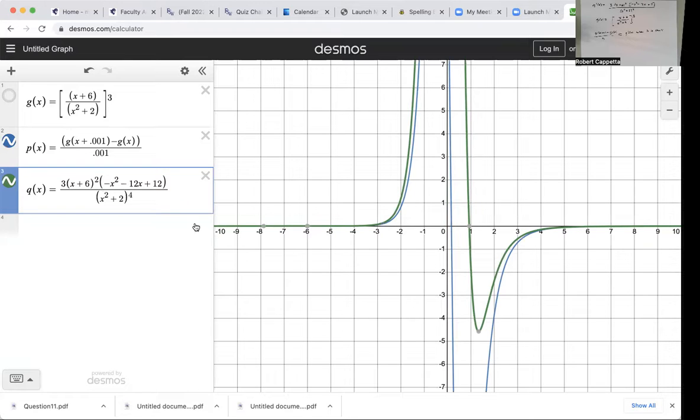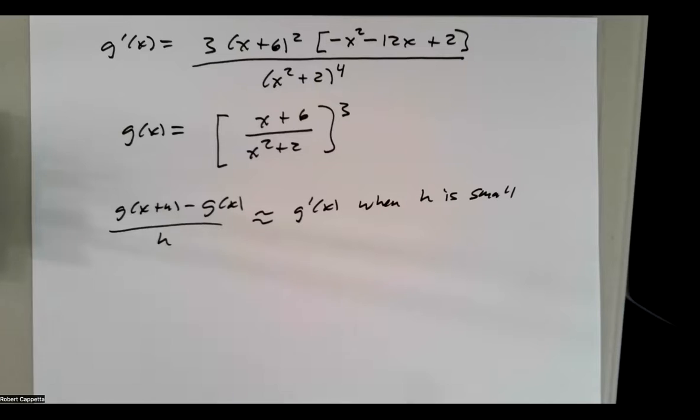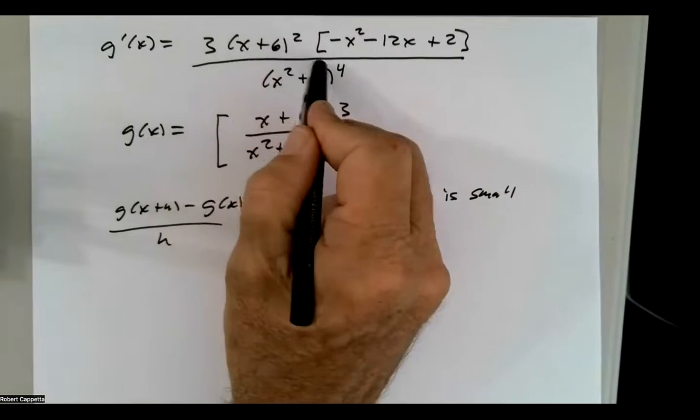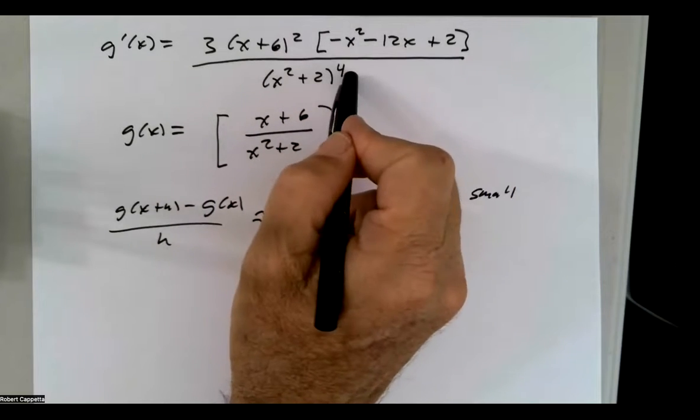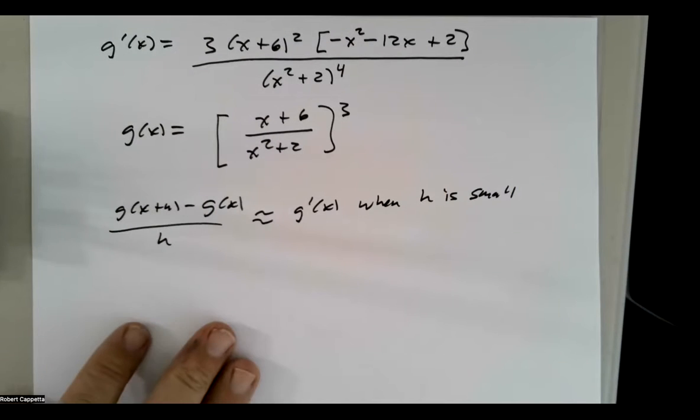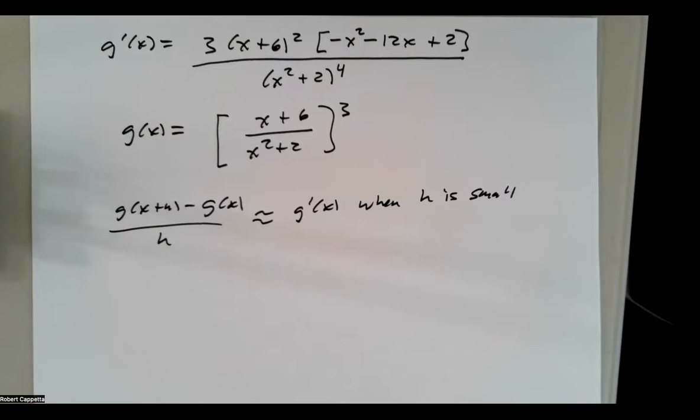Oh, I think I found my error. I miscopied this. How about make this a 2 instead of a 12? Let's make sure we're clear. So we'll go back and look again. This is what it should have been: 3 times x plus 6 squared times negative x squared minus 12x plus 2 over x squared plus 2 to the fourth. So incorrect typing skills is what burned me there.